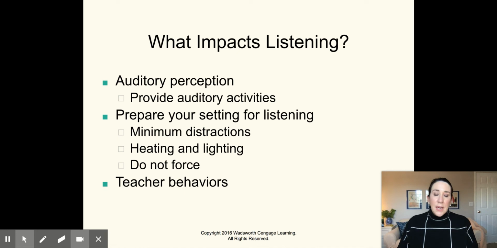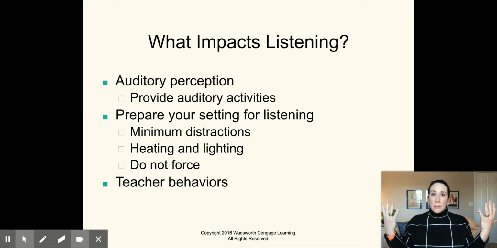Same as use your listening ears. Like, I can only listen with my ears. So, what are you really trying to say when you say use your listening ears? You're saying, stop, hear what I'm saying, right? And focus on the words that I'm saying to you now. What impacts listening? Auditory perception. What can you hear, right?